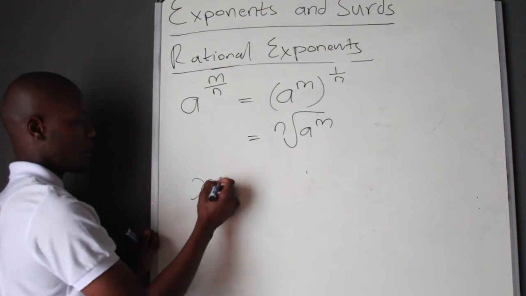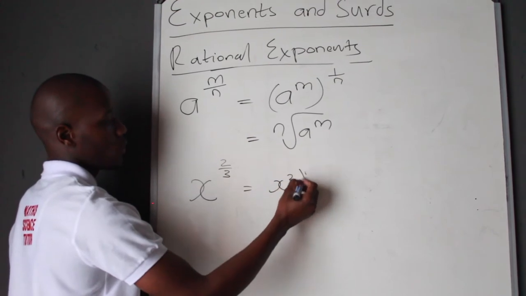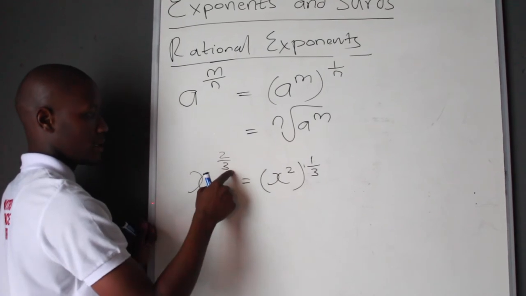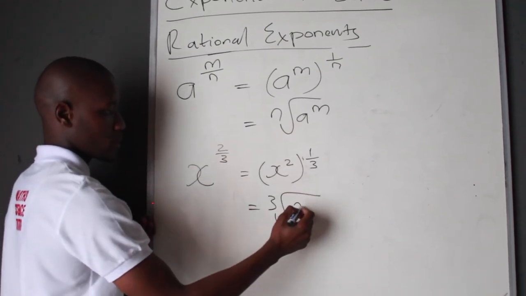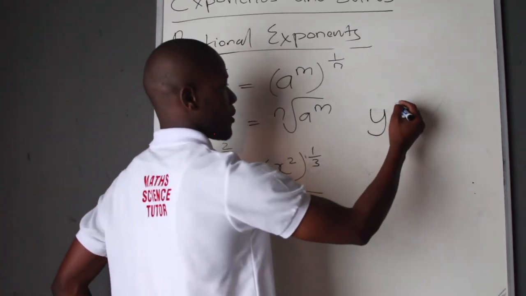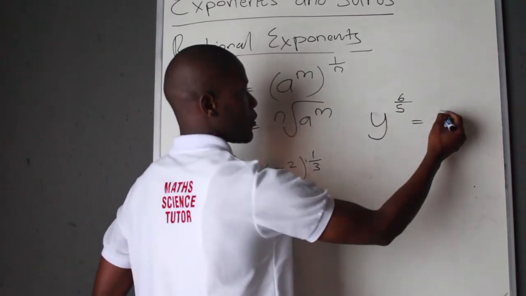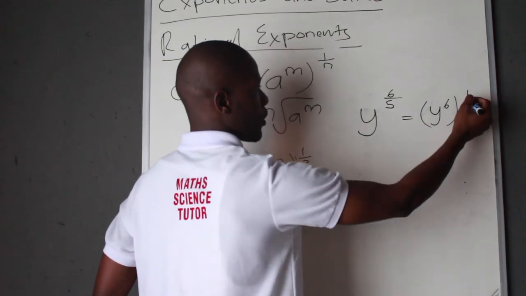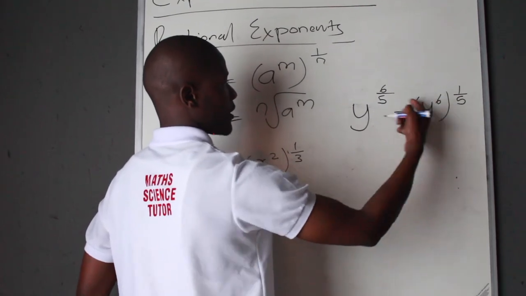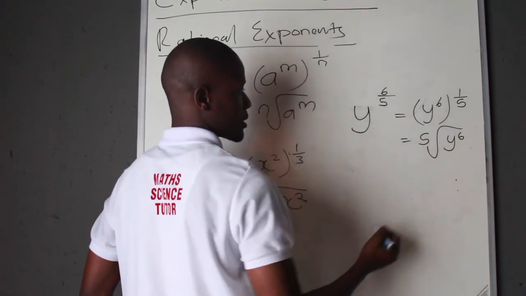So if we have x to the power 2 over 3, it is equal to x to the power 2 all raised to the power 1 over 3. 2 multiplied by 1 over 3 is 2 over 3. So it's the cube root of x squared. So if we have y to the power 6 over 5, it is going to be y to the power 6 all raised to the power 1 over 5. 6 times 1 over 5 is 6 over 5. So it's the 5th root of y to the power 6.